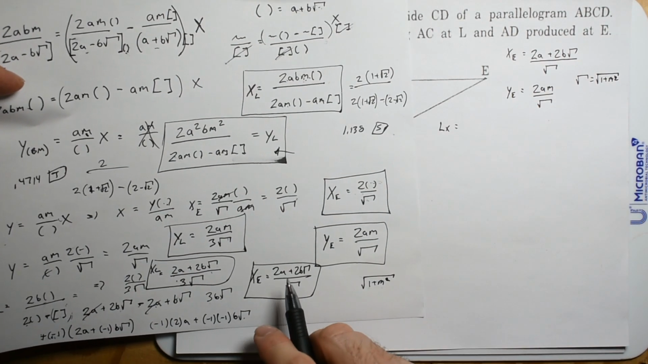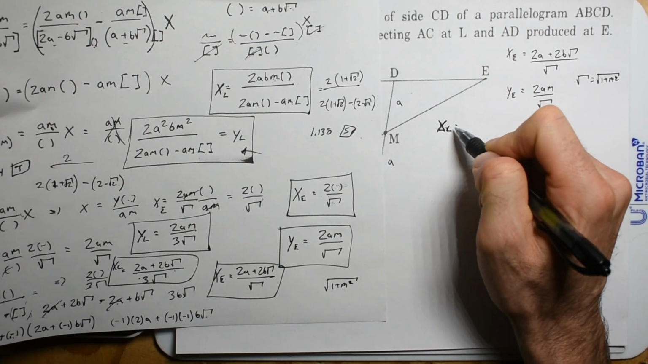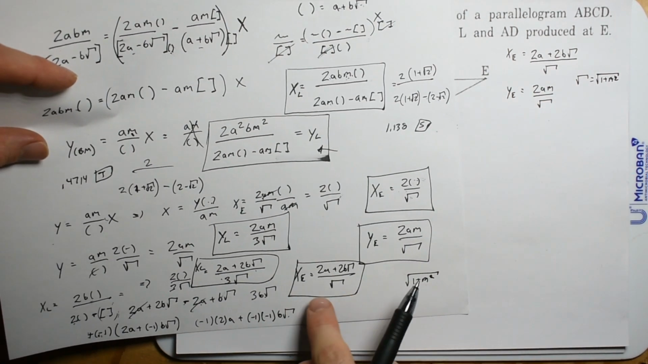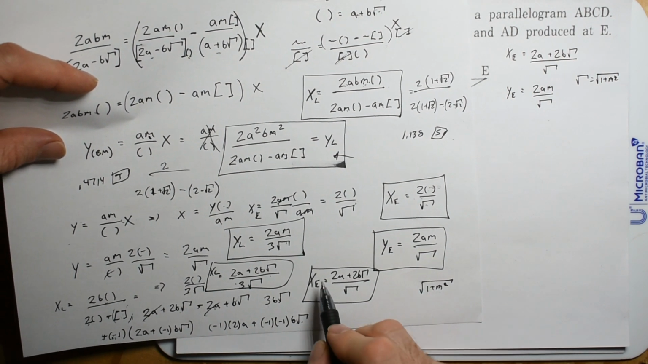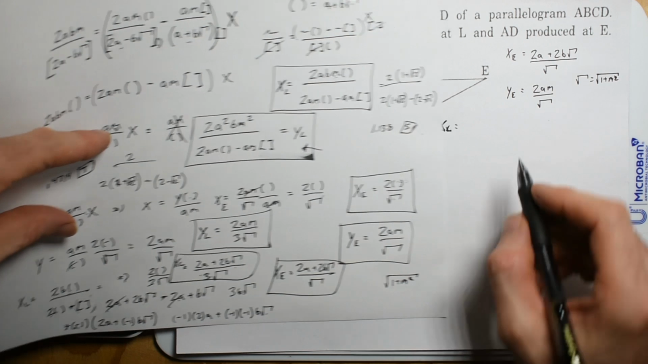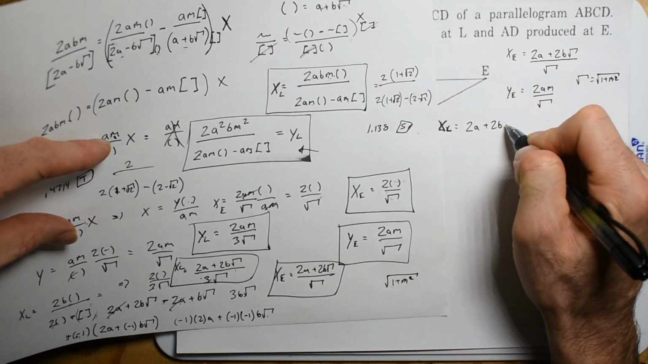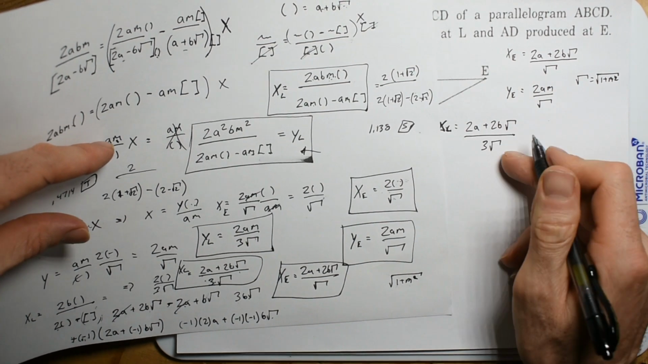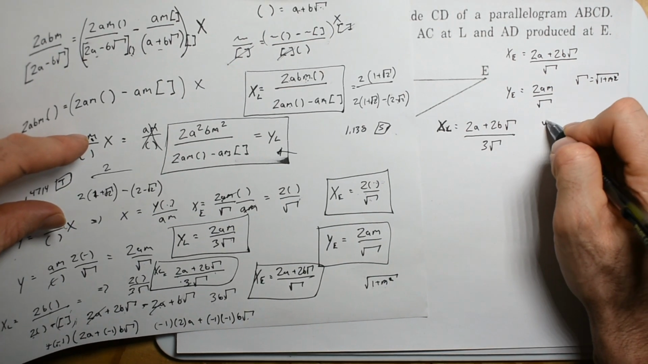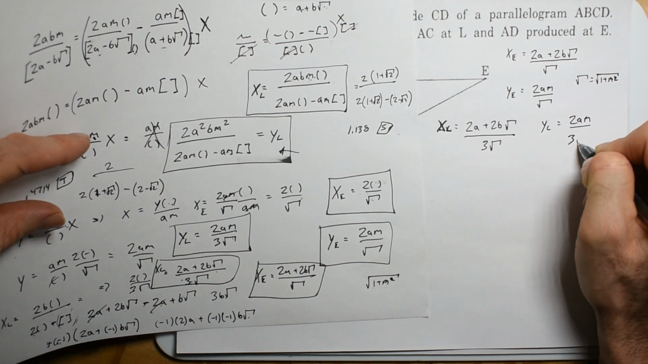Cool. And then this L term down here, so we have Lx. Where's that one? I'm sorry. I call this x of L. So we have x of L is, oh, no, x of L is right there. Yeah, x of L is 2a plus 2b square root divided by 3 square root. And then we have yl is equal to 2am 3 square root.